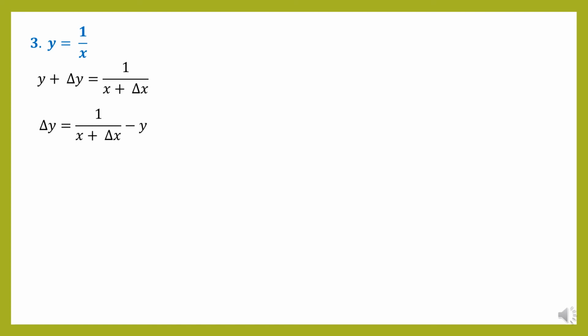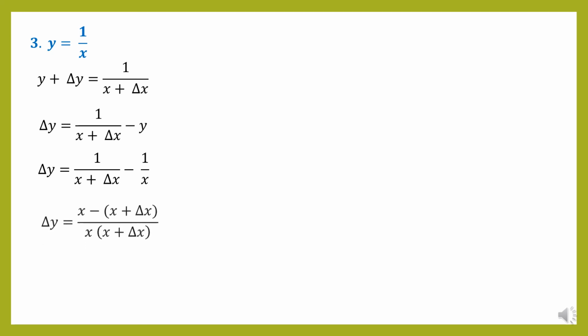And substitute the value of y in terms of x. So we have now the value of increment of y is equal to 1 all over x plus increment of x minus the value of y in terms of x, which is 1 all over x. Next, combine fractions. So increment of y is equal to x minus the quantity x plus increment of x divided by x times the quantity x plus increment of x.